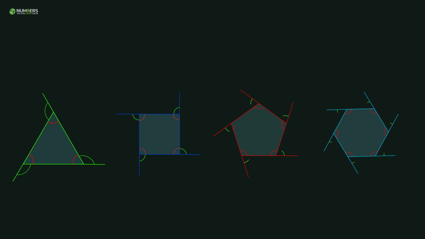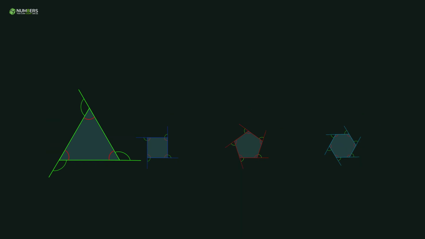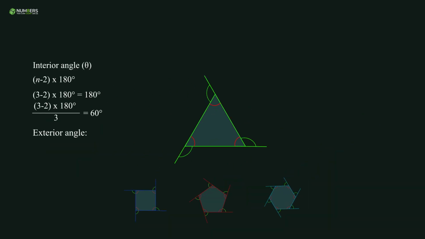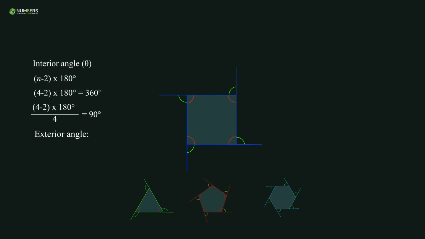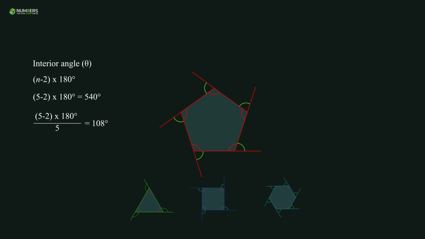In each shape, the exterior angle is equal to 180 minus the interior angle. So in a regular triangle, the exterior angle is 180 degrees minus 60 degrees, which equals 120 degrees. In a square, the measure of each exterior angle is 180 degrees minus 90 degrees, which equals 90 degrees. In a pentagon, the measure of each exterior angle is 180 degrees minus 108 degrees, which equals 72 degrees.